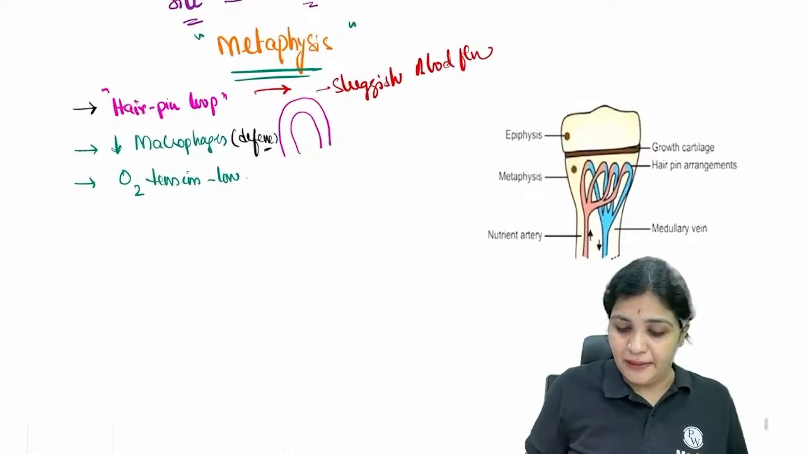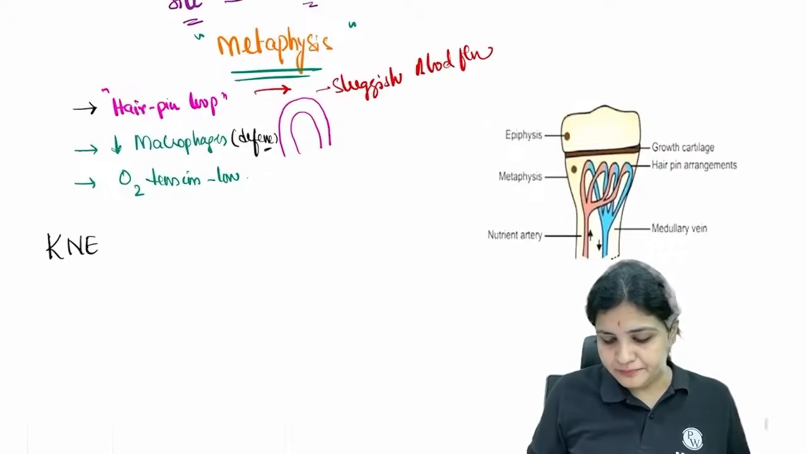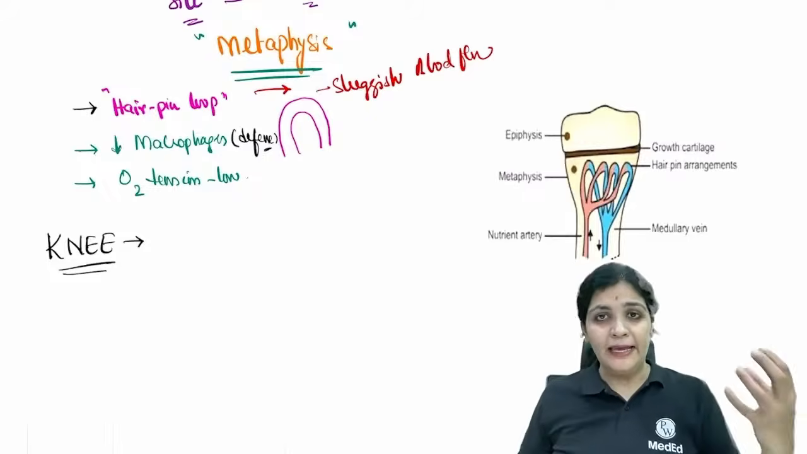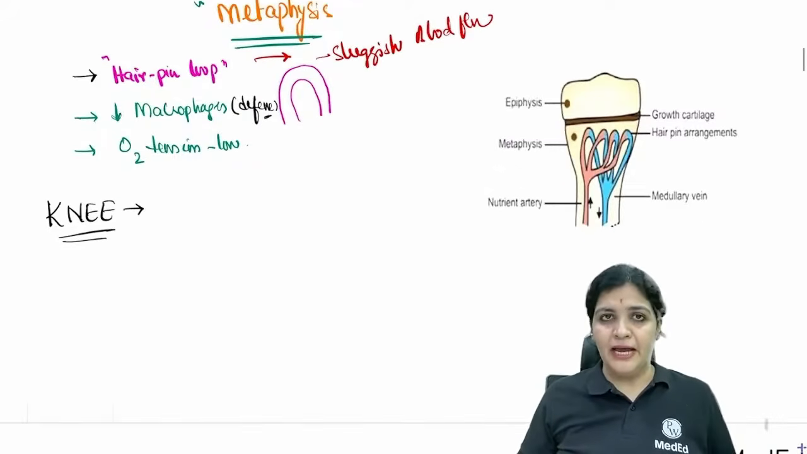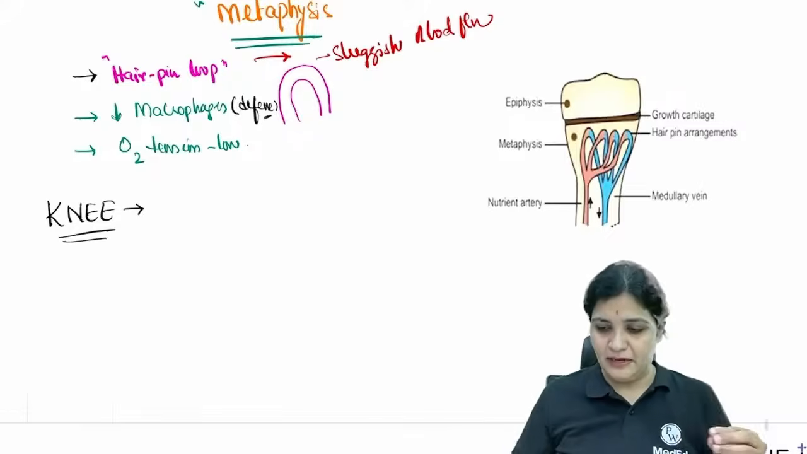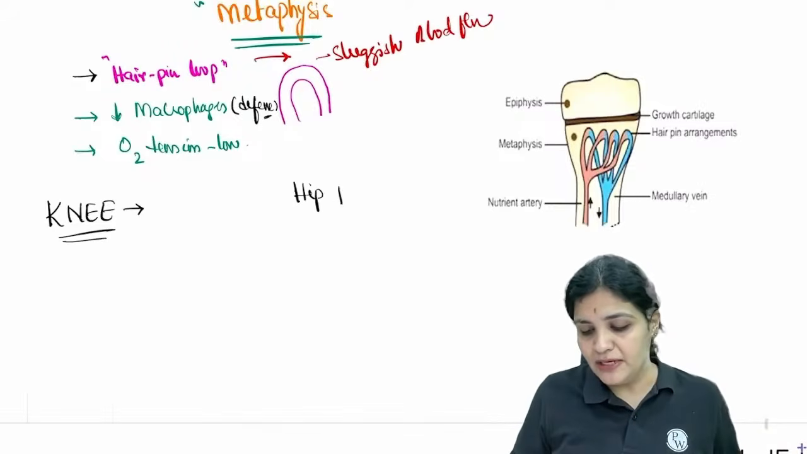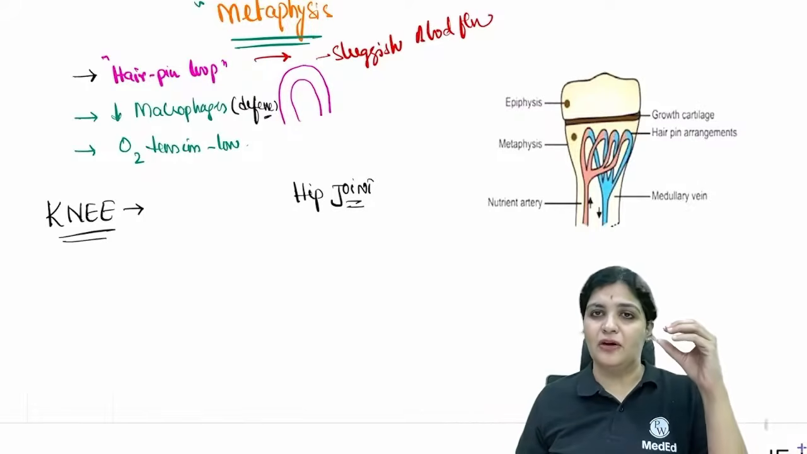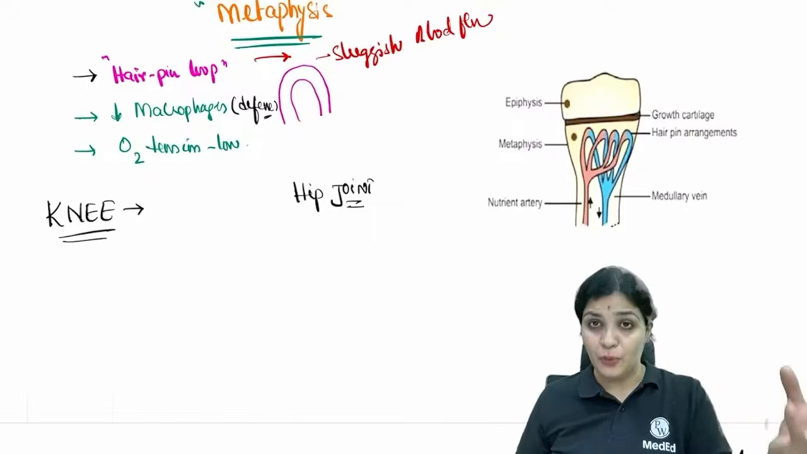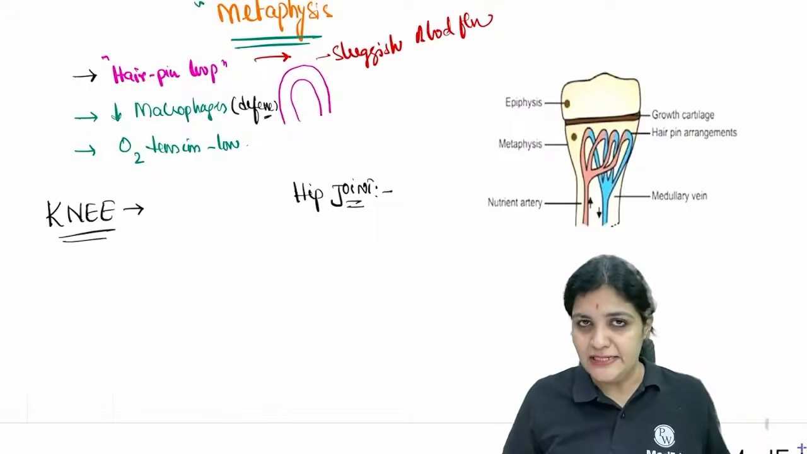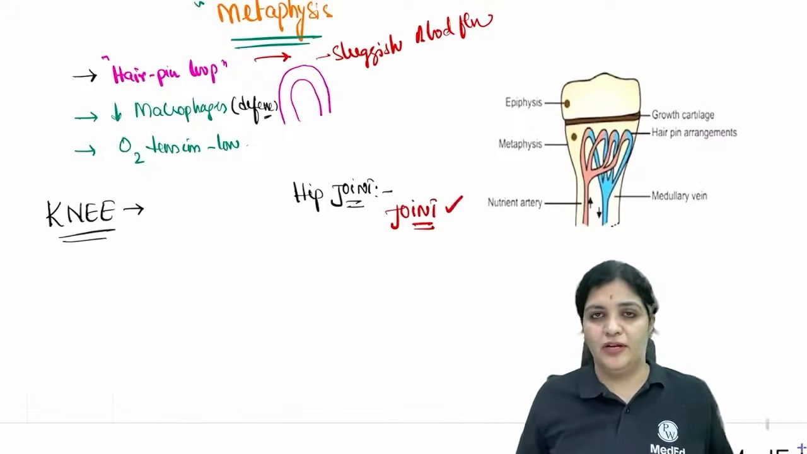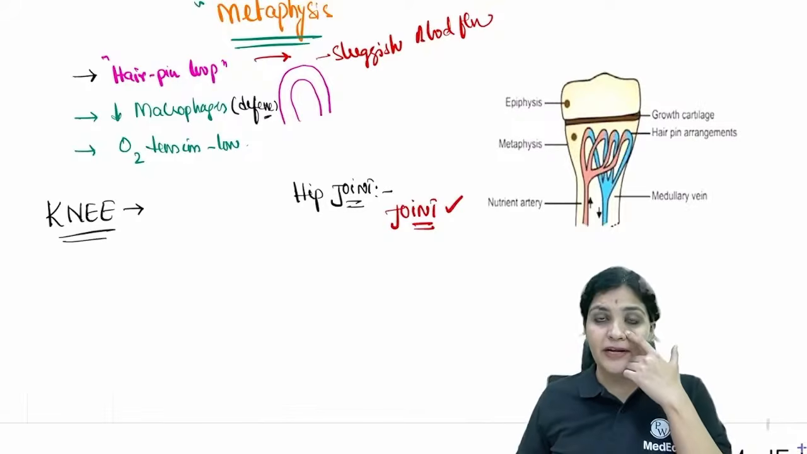And particularly in case of the knee, it is the tibia where the organisms are usually present, in the metaphysis. But when it comes to the hip joint, sometimes this metaphysis is also connected with the epiphysis, in case of neonates. In such conditions there is a possibility that it spreads to the joint.